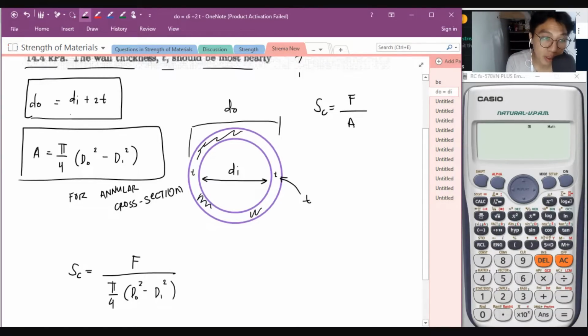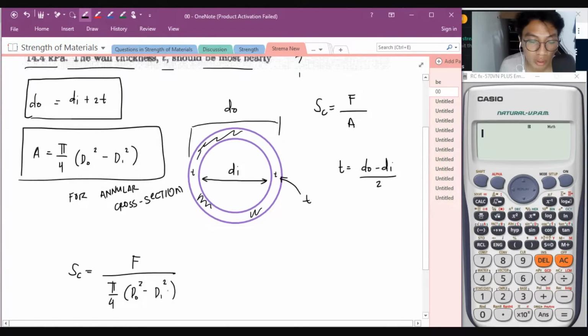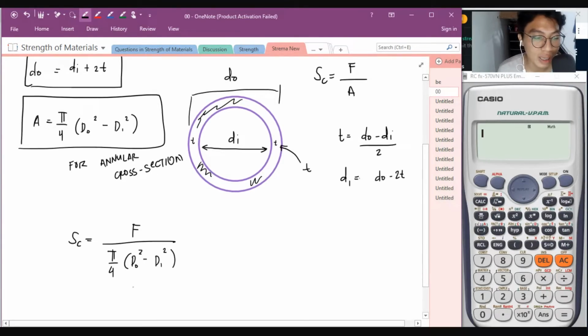We can get it here. The thickness, going back, thickness is equal to do minus di over 2. So, we can get the thickness here. Okay? So, let's reform again. Di is equal to do minus 2t. But it will be difficult for us, so let us say we can solve it from here.